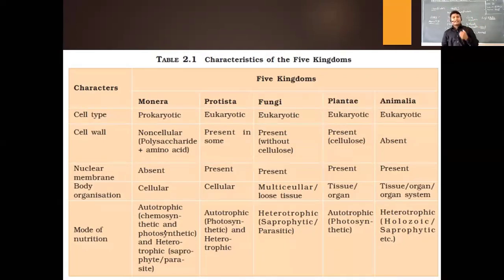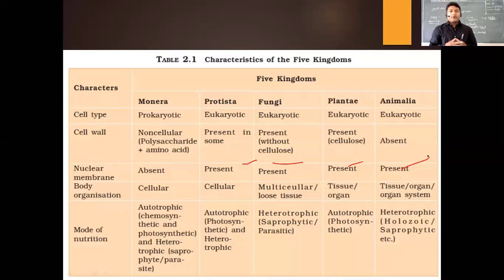Now, the next character that is taken into consideration is the nuclear membrane. And we know that prokaryotic cells are not going to have a nucleus. If they are not going to have the nucleus, they are not going to have any nuclear membrane. Now, the next one is Protista, and then you have the fungi, Plantae, and Animalia. All of them are going to have the nuclear membrane because they are eukaryotic, and eukaryotic organisms have a nucleus.